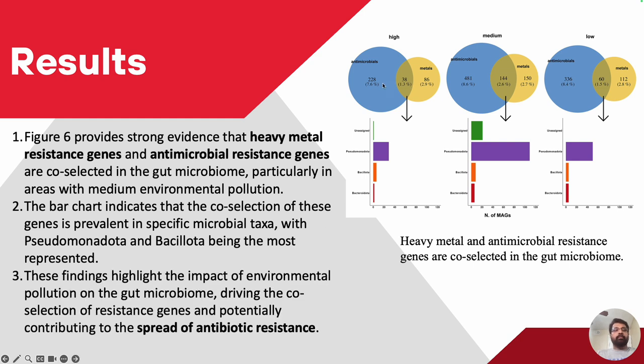They try to correlate the heavy metal resistance genes and antimicrobial resistance genes, and prove that they pretty much co-evolve. The bar chart here indicates that the co-selection of these genes is prevalent in the specific microbial taxa that you see right here, with the Pseudomonadota and Bacillota being the most represented. So these findings highlight the impact of environmental pollution on the gut microbiome, driving the co-selection of these resistance genes and potentially contributing to the spread of antibiotic resistance. That's not good.